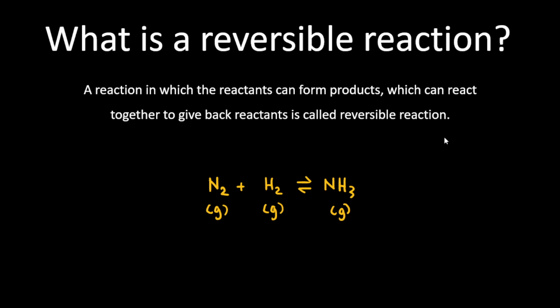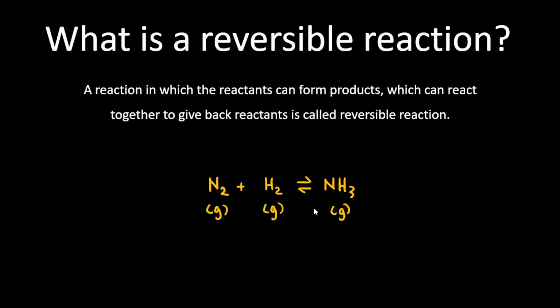A reversible reaction is a reaction where the reactants can make products, but the products can also react together to give back reactants, and that is called a reversible reaction. So if we look at this, when nitrogen reacts with hydrogen, we get ammonia. And when ammonia decomposes, we get back nitrogen and hydrogen. This is what we call a reversible reaction, and this is a very common reaction in chemistry.